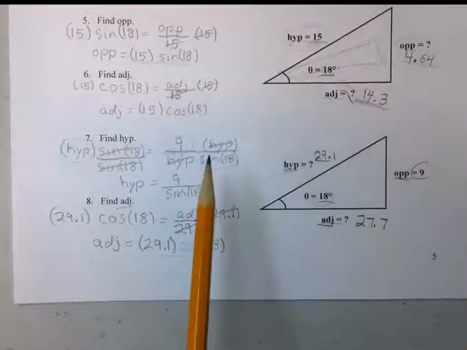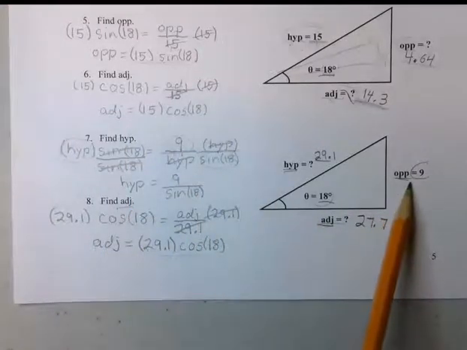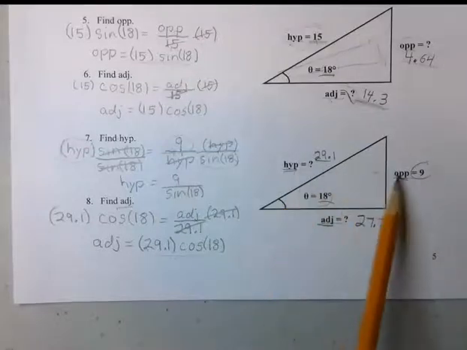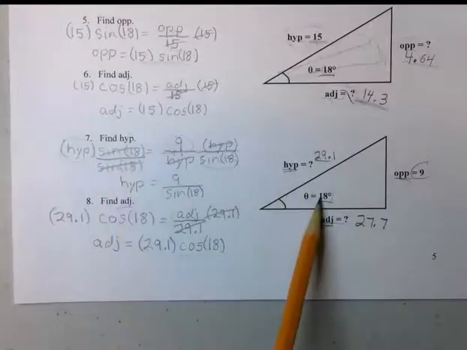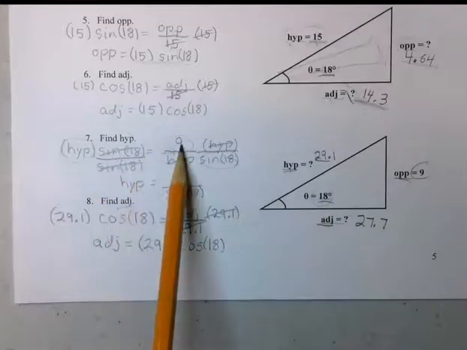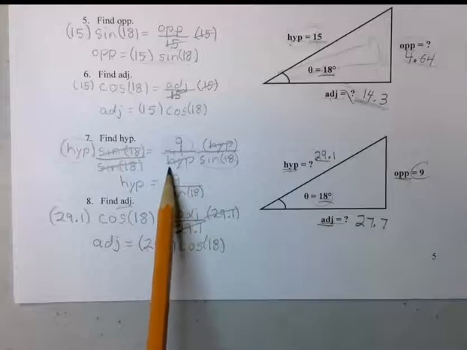Okay, next, hypotenuse on this one. So you're given an opposite, and we want to find this. So opposite over hypotenuse is the definition of a sine. So we use the sine function of 18 degrees. Sine of 18 equals 9 over hypotenuse. Now this is one where you have to use two steps for algebra.